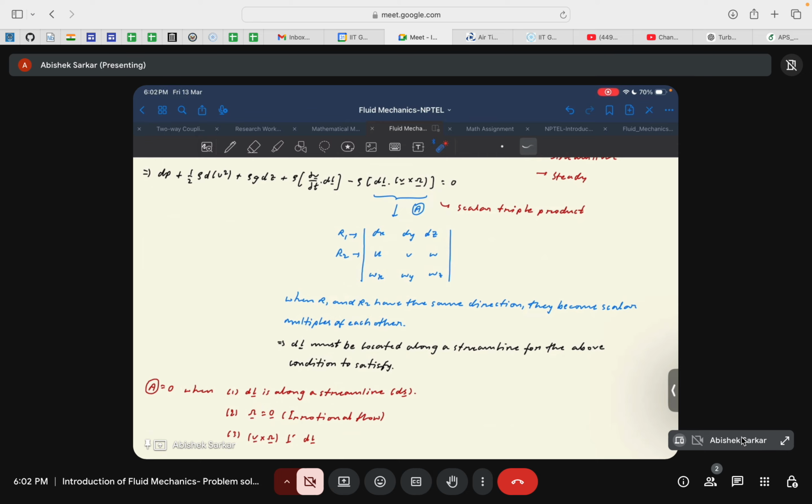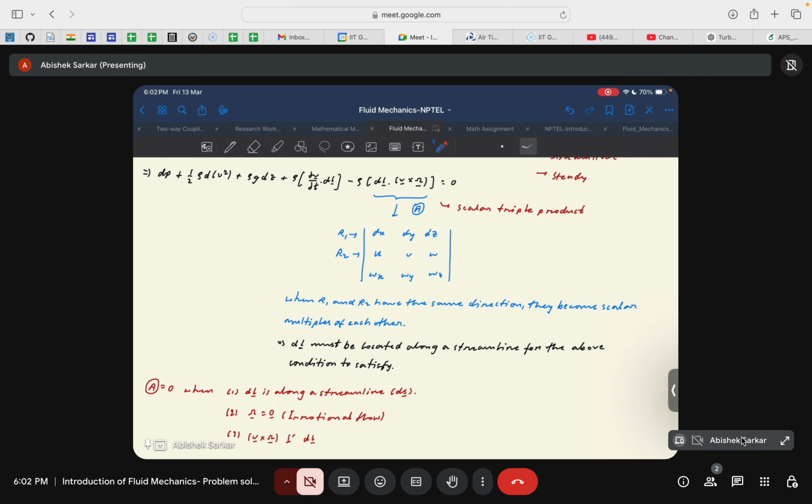like they are along the same direction. Then if these two rows are along the same direction, this can be represented as a scalar multiple of the other. In other words, the determinant of this would be equal to 0. Okay, so first is that if the flow is considered along a streamline, then this term is equal to 0.